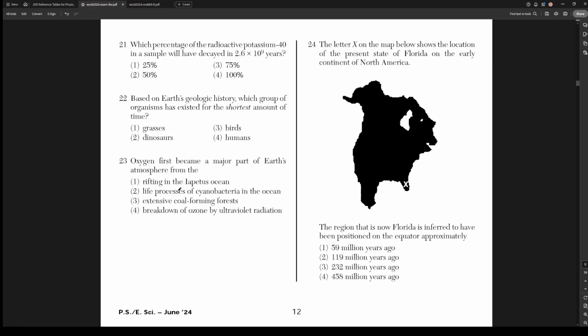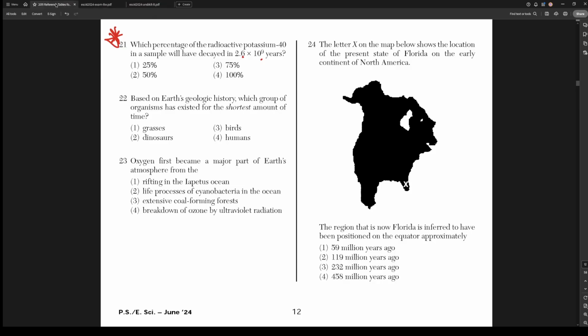All right. Which percentage of the radioactive potassium-40 in a sample will have decayed in that many years? Okay, I'm putting a star next to this question because this is tricky. It's mean. So normally, for radioactive decay, we just have to figure out how much decayed, how much is left. They reverse it on this one. So 2.6 times 10 to the 9th.